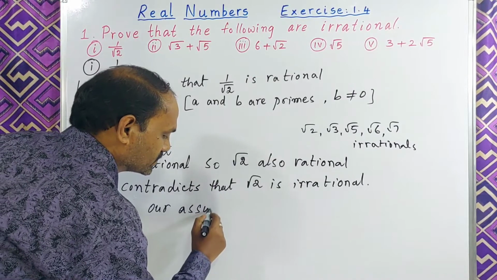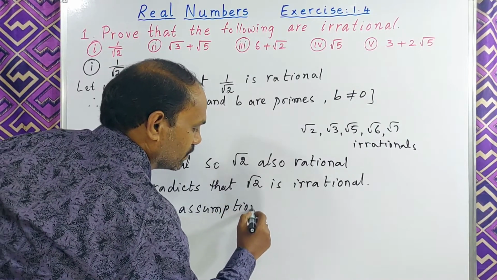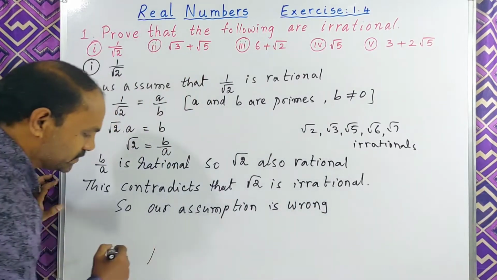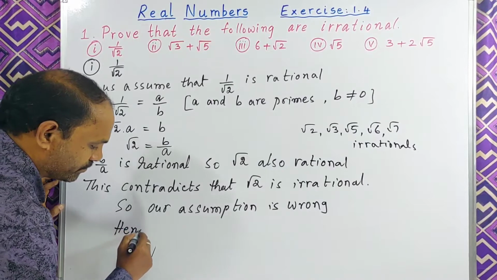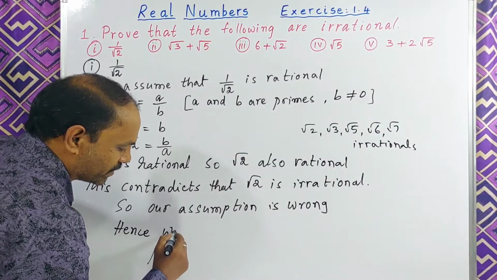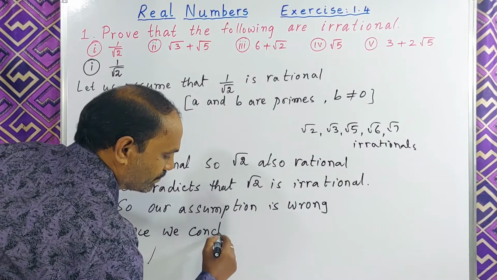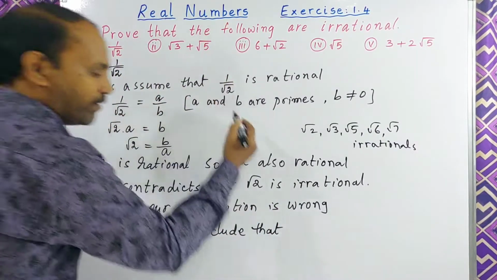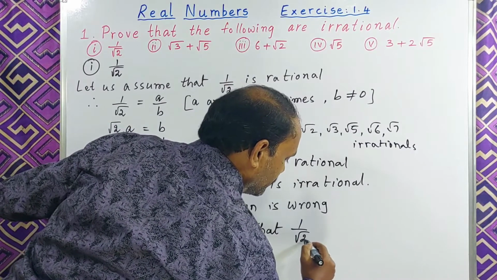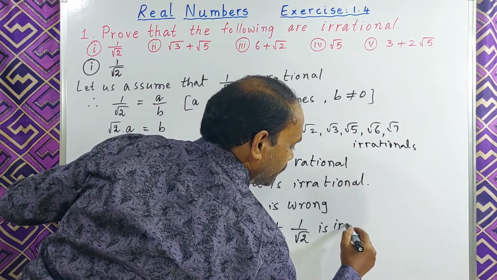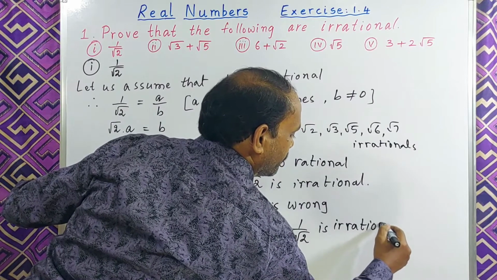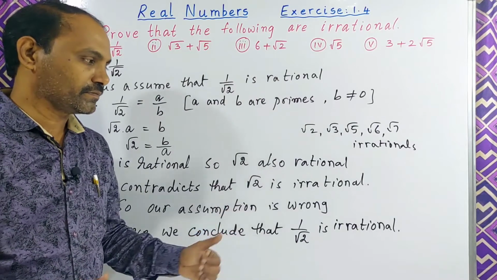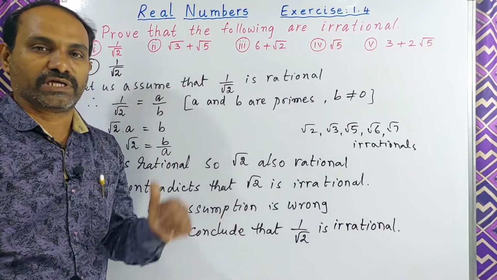So our assumption is wrong. Hence we conclude that 1 by root 2 is irrational. Is it understood? Let us check the next question. Okay.